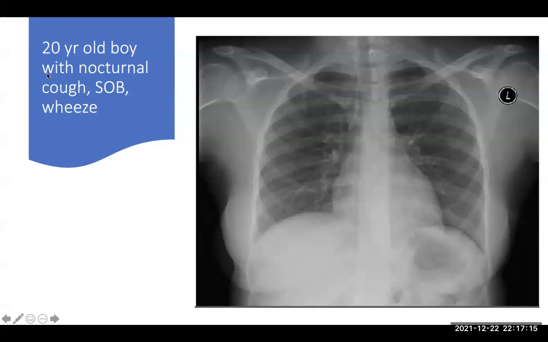So our first case is a 20-year-old boy with nocturnal cough, shortness of breath, and wheeze. From this history, this is a young boy who has nocturnal cough, sometimes shortness of breath and wheeze, so I think it is very suspicious that this patient may have bronchial asthma. Looking at the X-ray here, we see that it is a very normal X-ray. So in a normal X-ray, with a patient who has shortness of breath and wheeze, the most likely diagnosis is bronchial asthma. In bronchial asthma, the chest X-ray is normal.